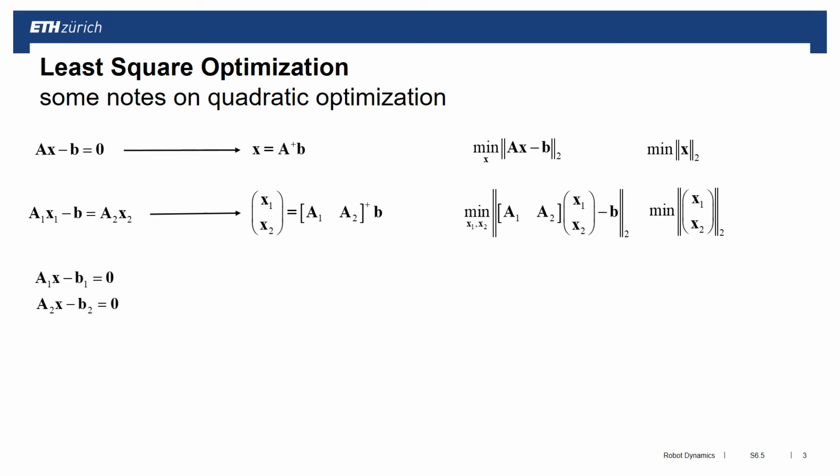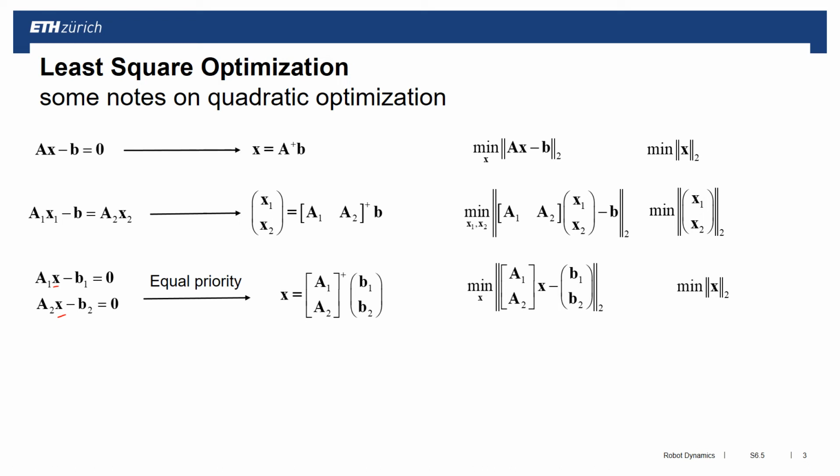We can also have multiple objectives. So we have the same x here and here, but we have two different objectives, b1 and b2. So A1 x minus b1 equal to 0 and A2 times x minus b2 equal to 0. And also here we can bring this to matrix form if we have an equal priority. We just stack the A matrices, take the pseudo-inverse times the stack of the b vectors, and you get x. And this again does the same minimization we've seen before.